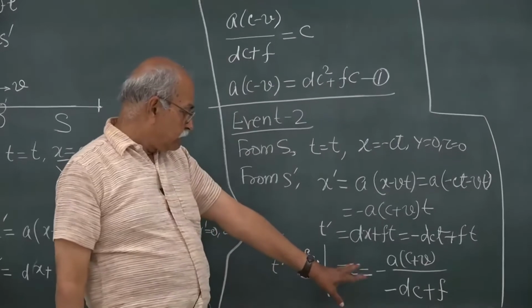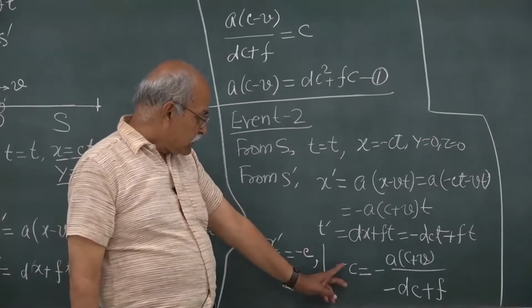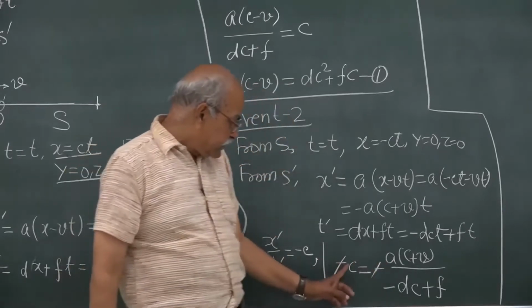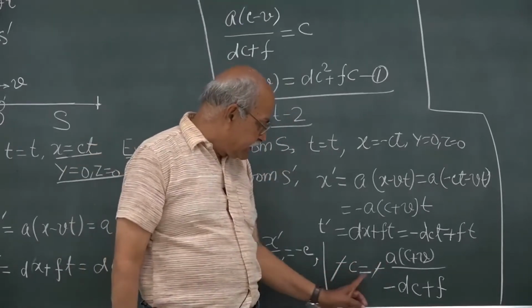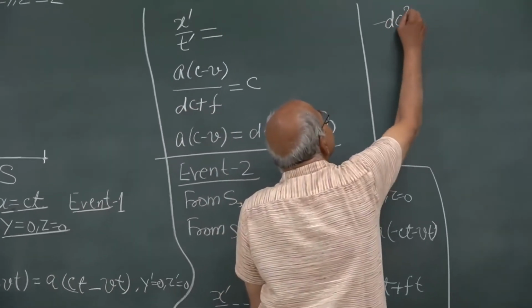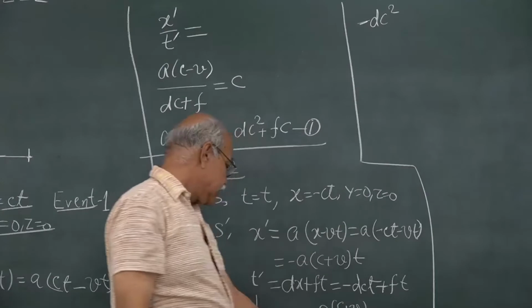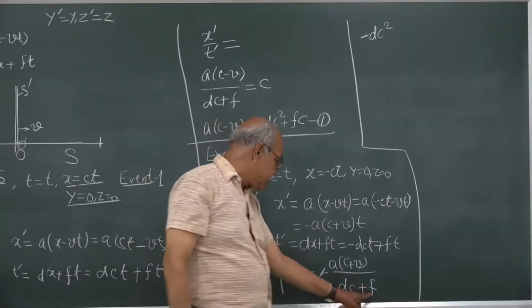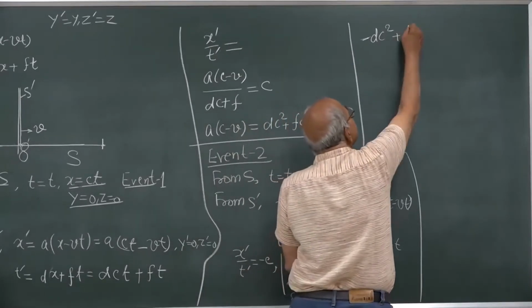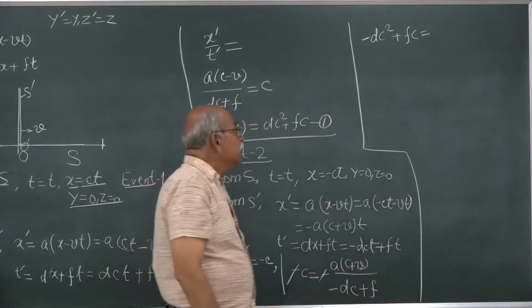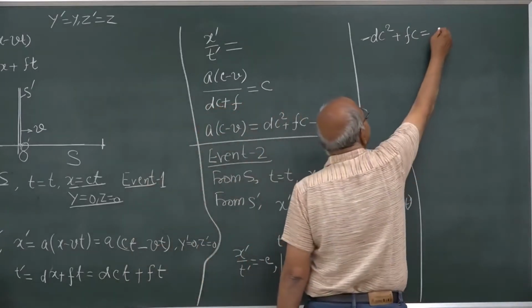So, let us work out a little bit. You can remove this minus and this minus, and then let us cross multiply. So, minus D c square, plus F c, is equal to this side, A into c plus v.